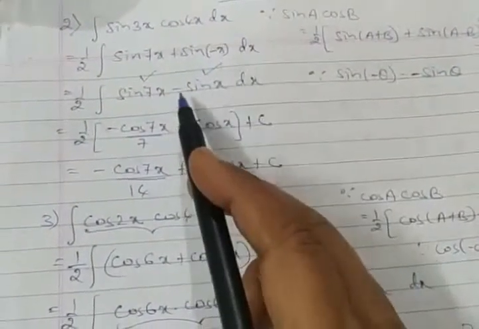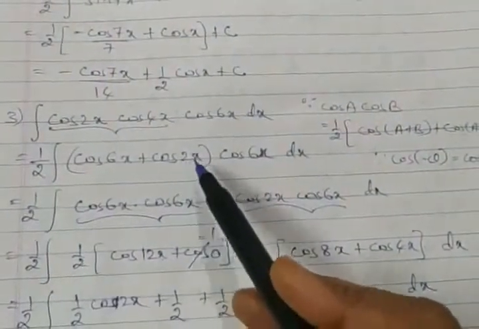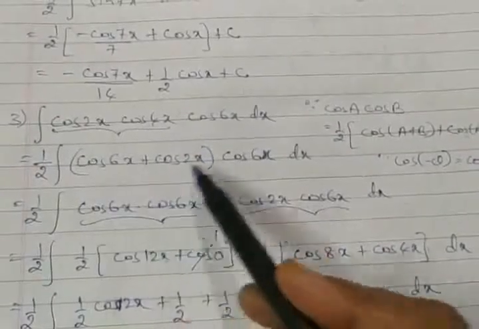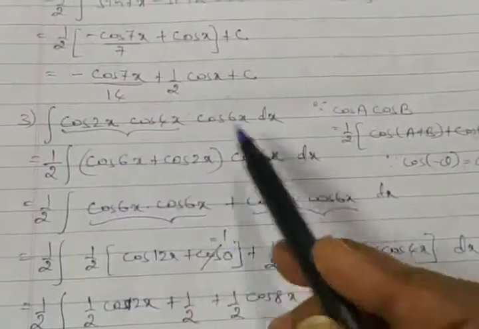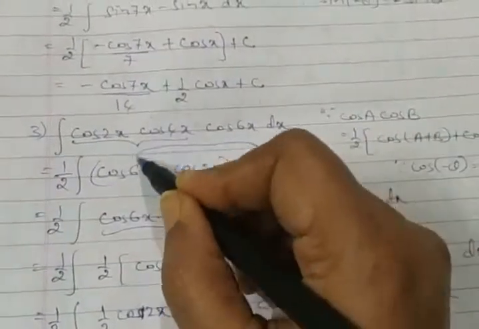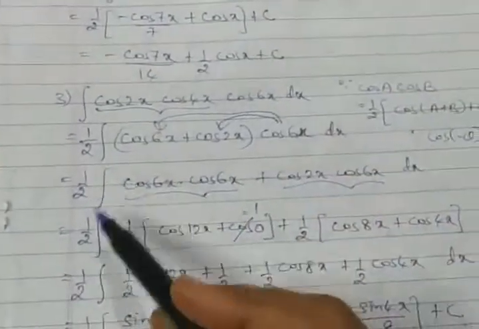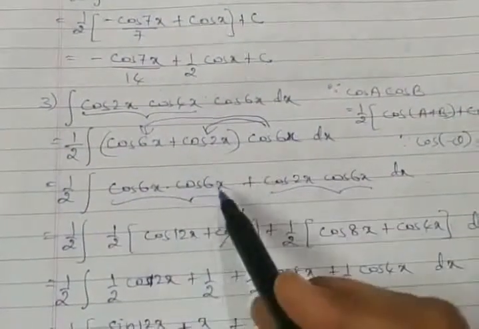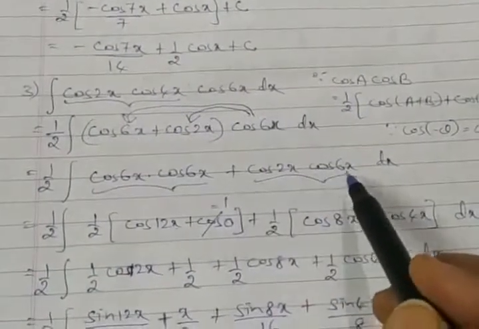Next step, balance the minus sign. So here we have cos of minus 2x is the same as cos 2x only. So into that, take a bracket here and say cos 6x. Now multiply term by term. When I multiply this term with this cos 6x, and again term by term, we are left with half integration of cos 6x into cos 6x plus cos 2x into cos 6x with respect to x.